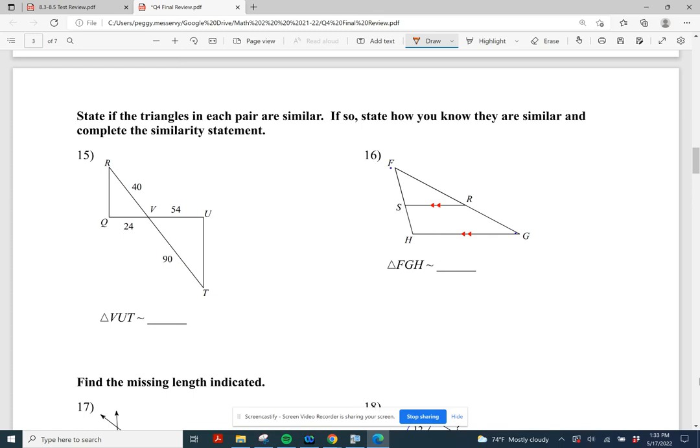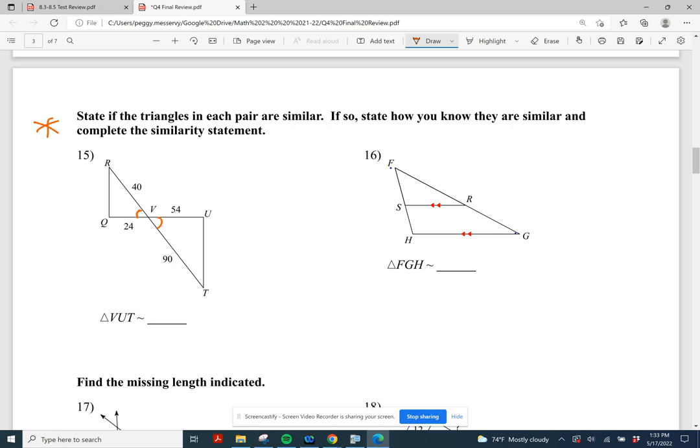All right, welcome to page 3 of the review. We are going to look at the answers to 15 through 22. First two problems. State if the triangles in each pair are similar. If so, state how you know they are similar. Complete the similarity statement. So the first thing we're going to notice is we have vertical angles that are congruent.